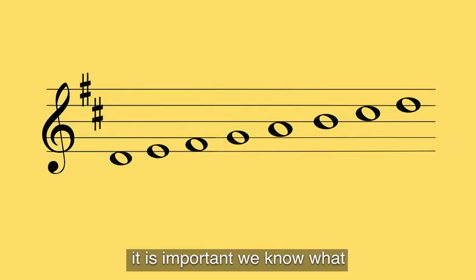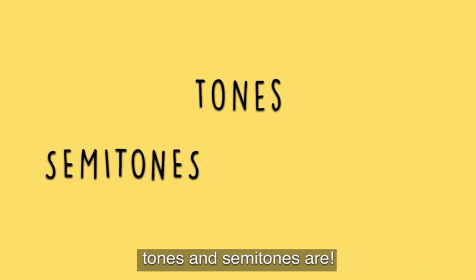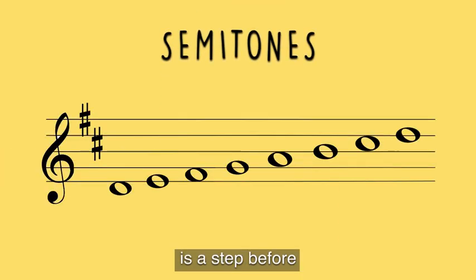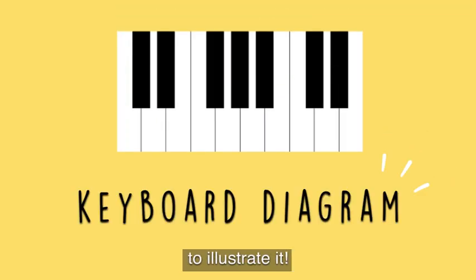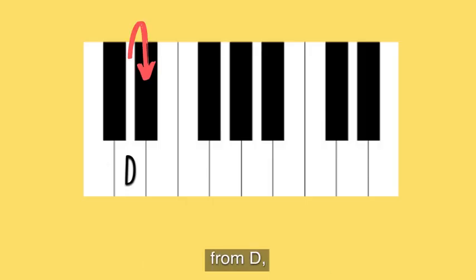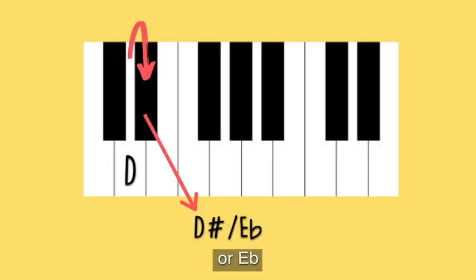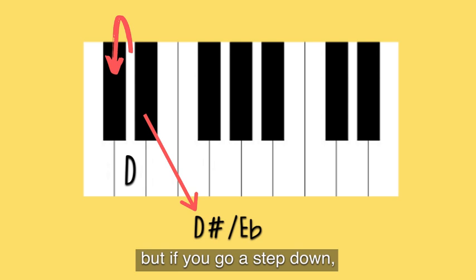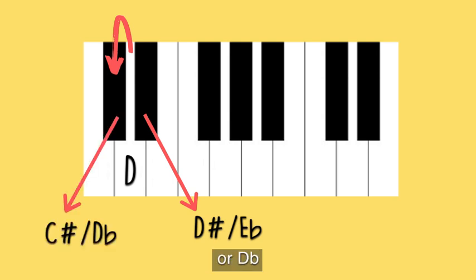But before we go into how to form these scales, it is important we know what tones and semitones are. A semitone is a step before or after a note. Not sure what I'm talking about? Let's use a keyboard diagram to illustrate it. For example, if you go a semitone up from D, you will get D sharp or E flat. But if you go a step down, you will get C sharp or D flat.